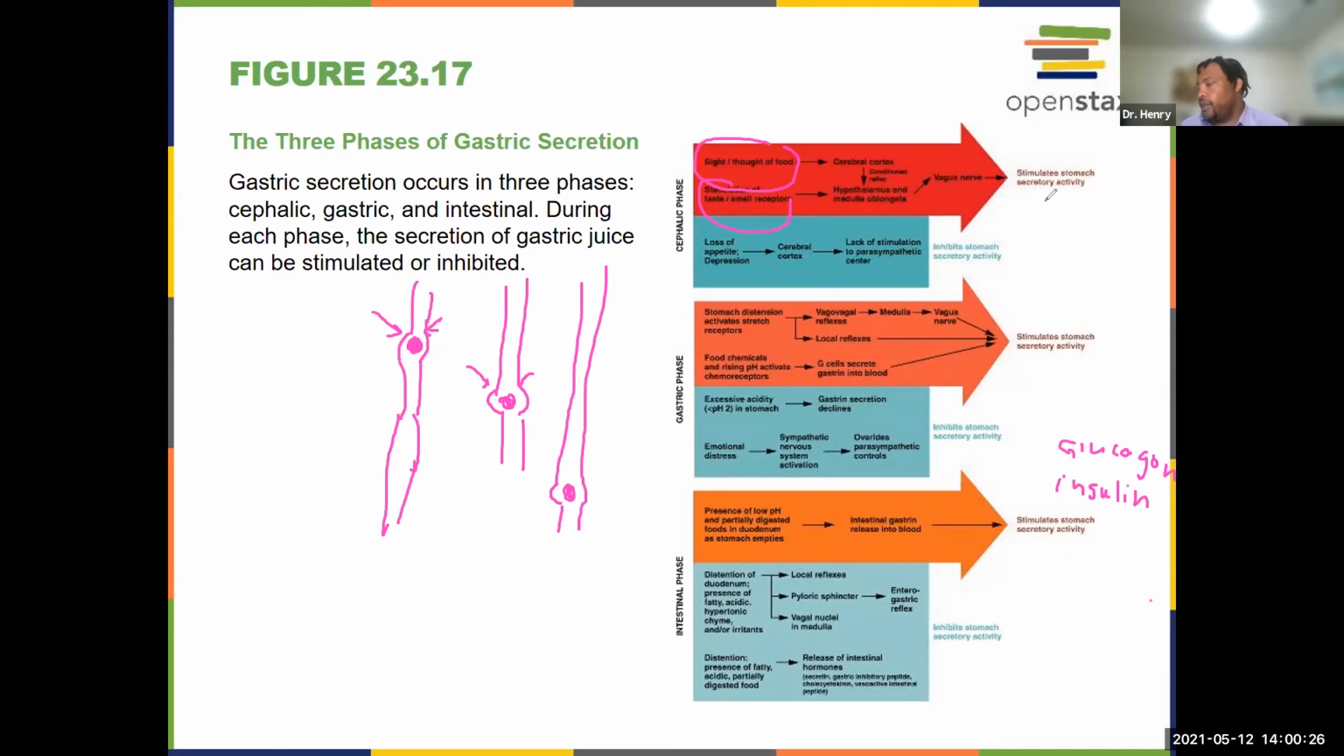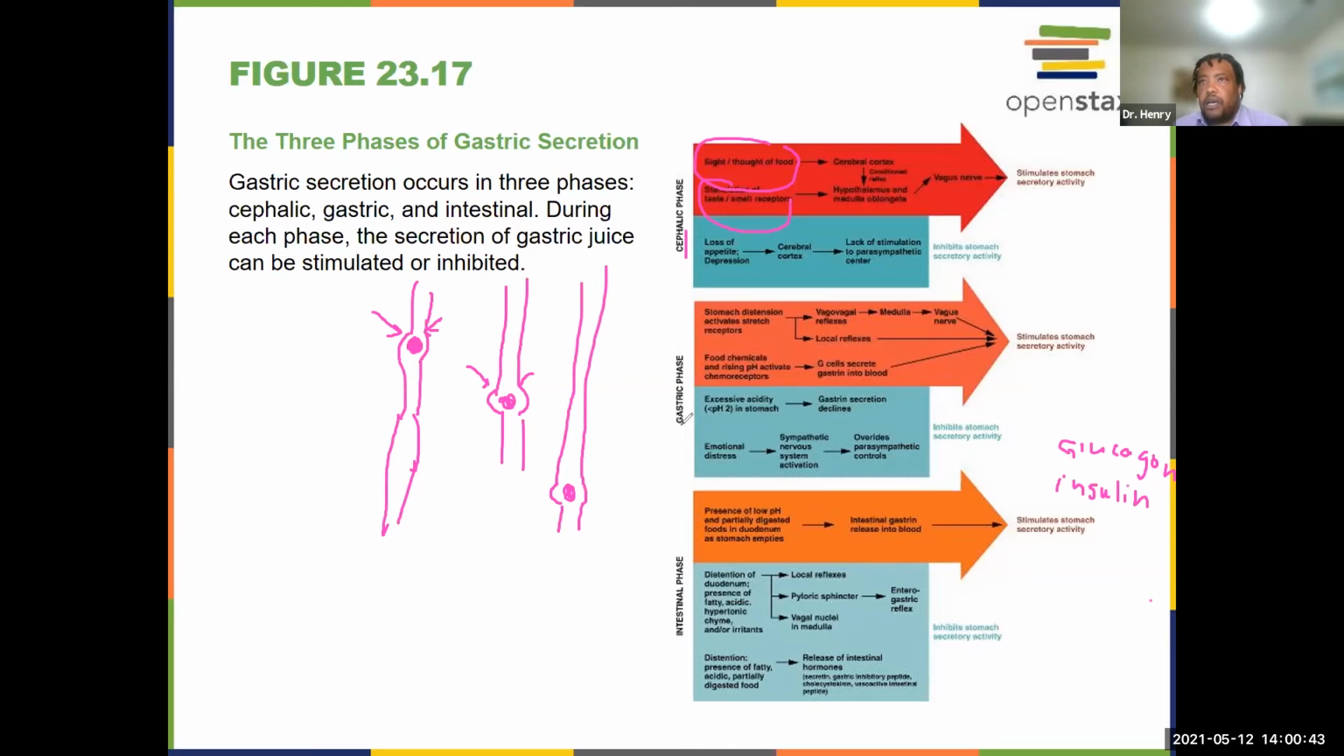Okay, so if we think about it, that term cephalic also makes reference to the head. So thoughts. Does that make sense? Yes. Okay.